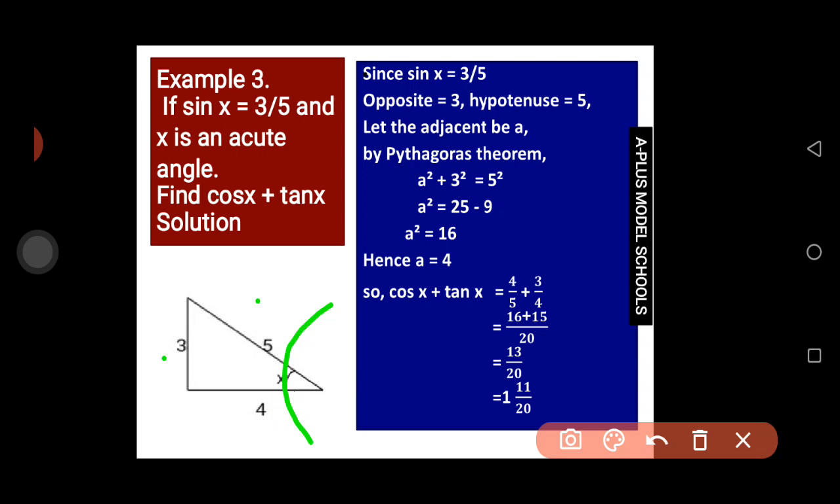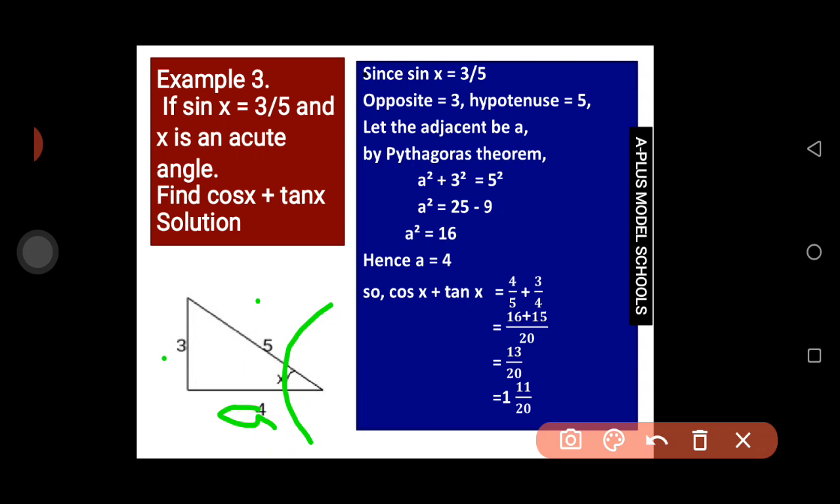Then to get the third side, the adjacent, I use Pythagoras rule, which is hypotenuse squared is equal to the sum of the squares of the other two sides. I represent the unknown adjacent side as a. So a squared plus 3 squared is equal to 5 squared. So a squared equals 25 minus 9, which is 16. Hence, a is the square root of 16, which is 4.